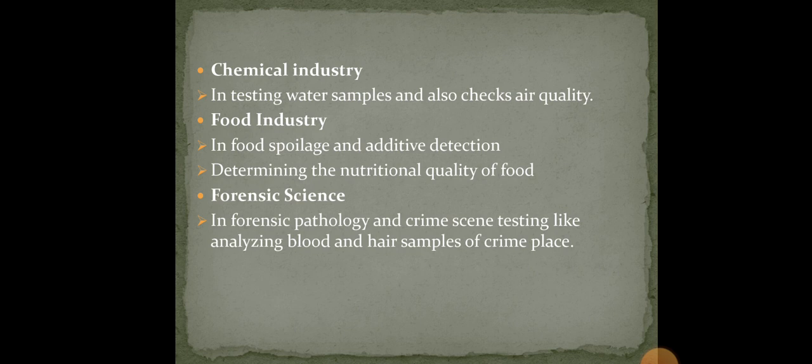In the chemical industry, it can be used for testing water samples and also checking air quality. In the food industry, it is used for food spoilage and additive detection, and for determining the nutritional quantity of the food. In forensic science, such as forensic pathology, it is used for crime scene testing, like analyzing blood and hair samples from the crime scene. These are all the applications of chromatography.